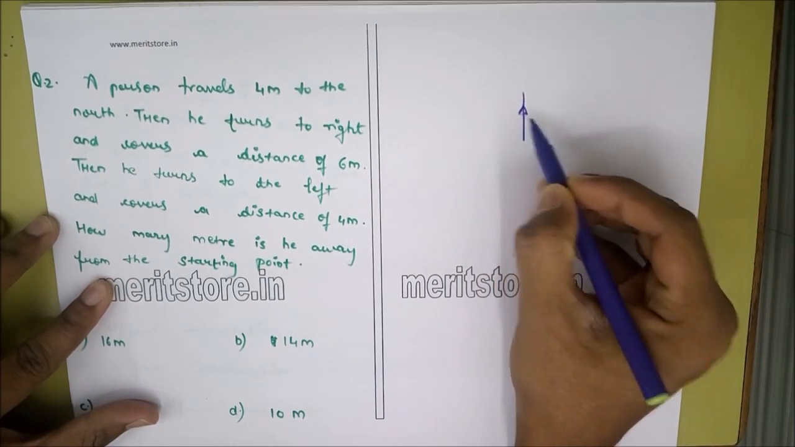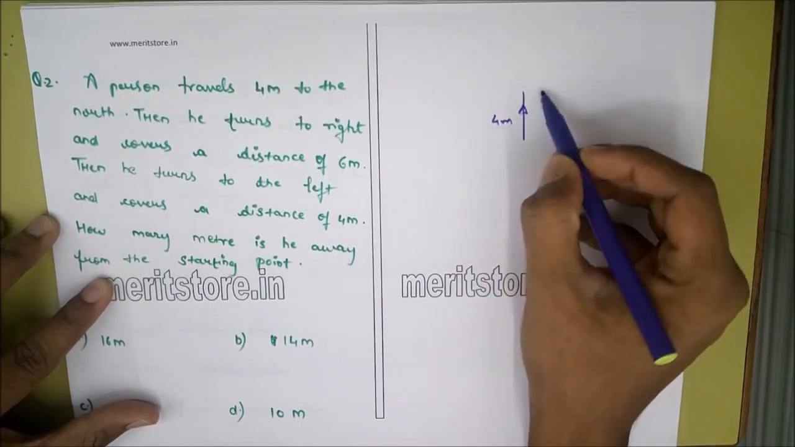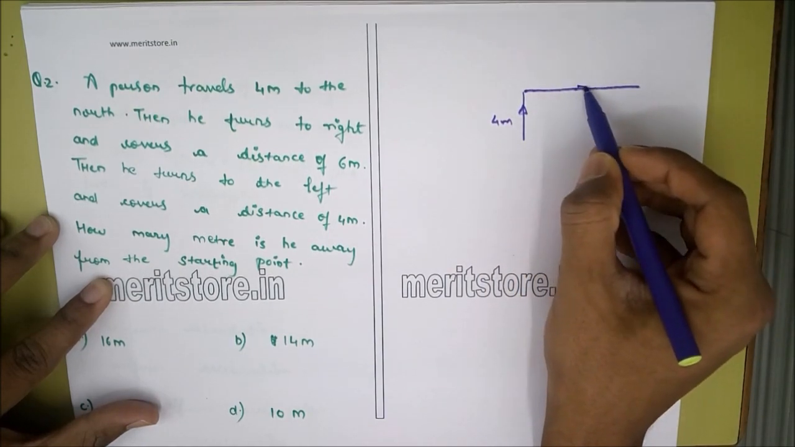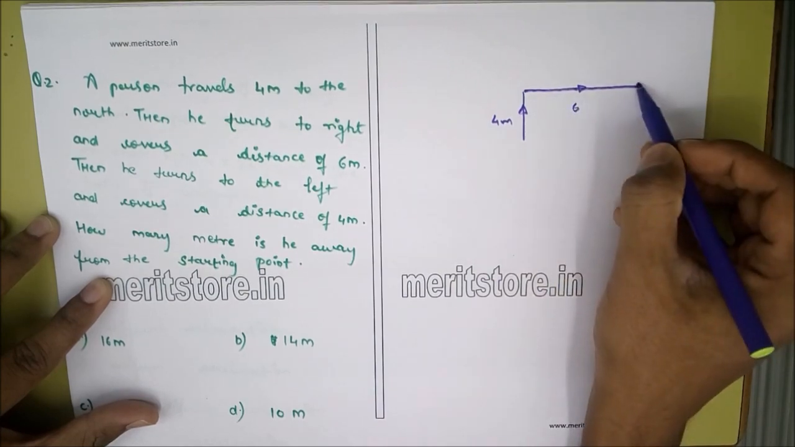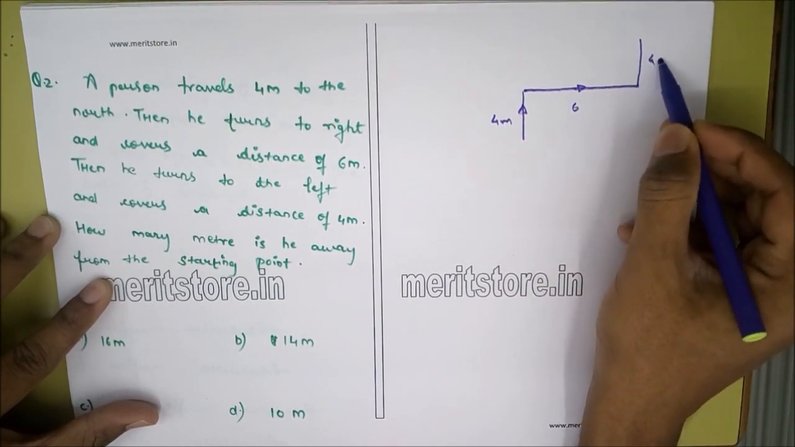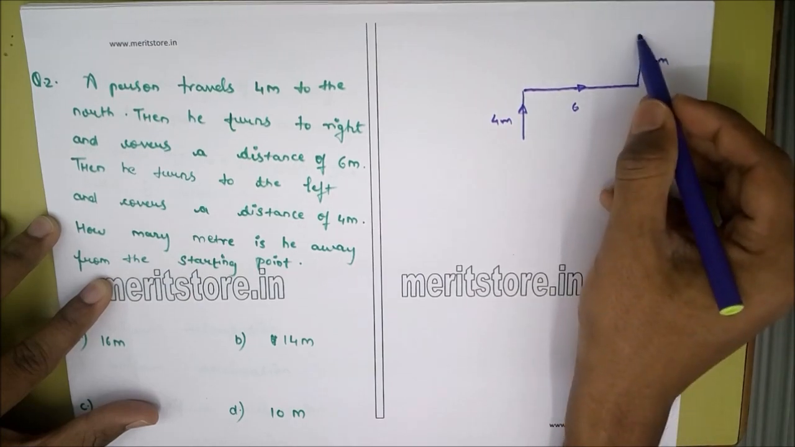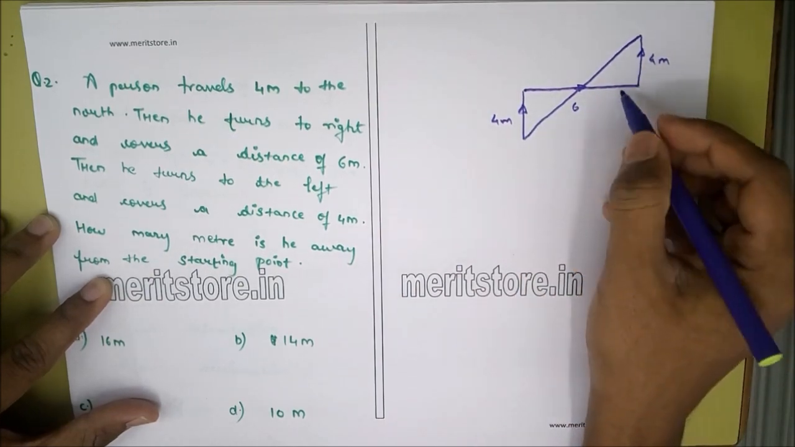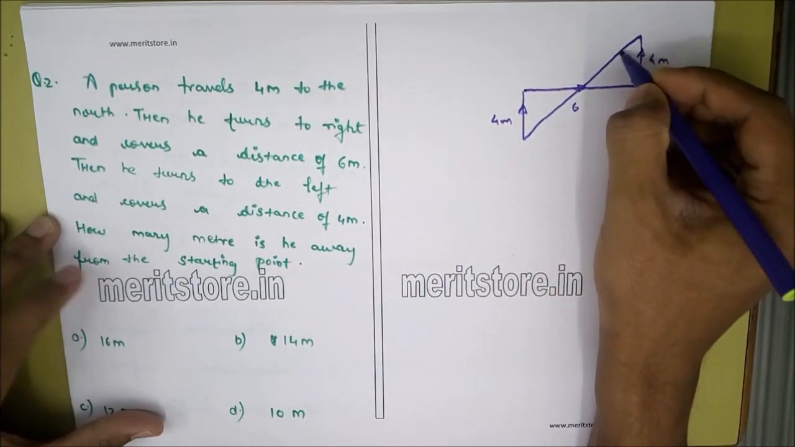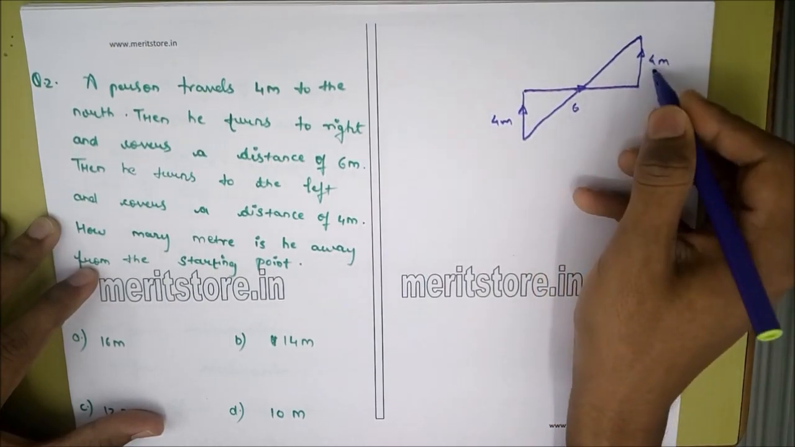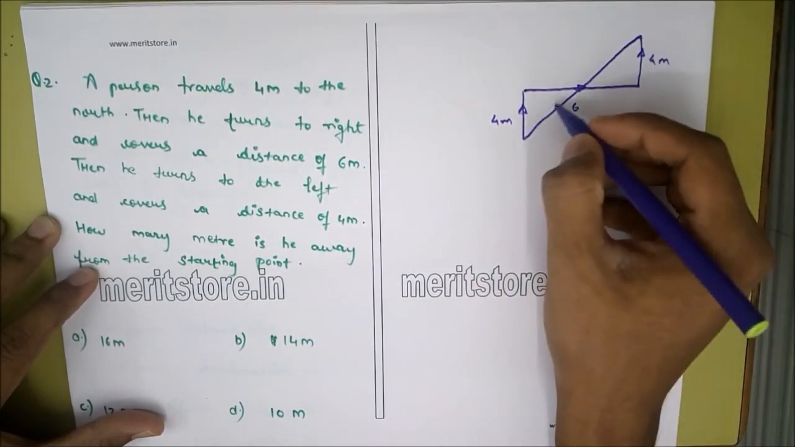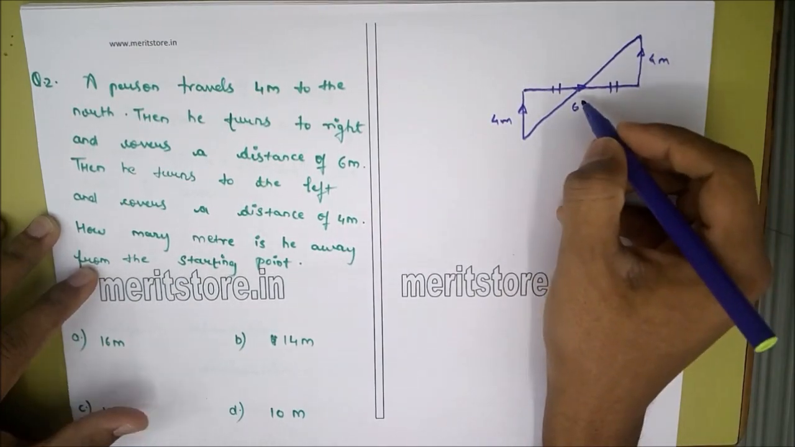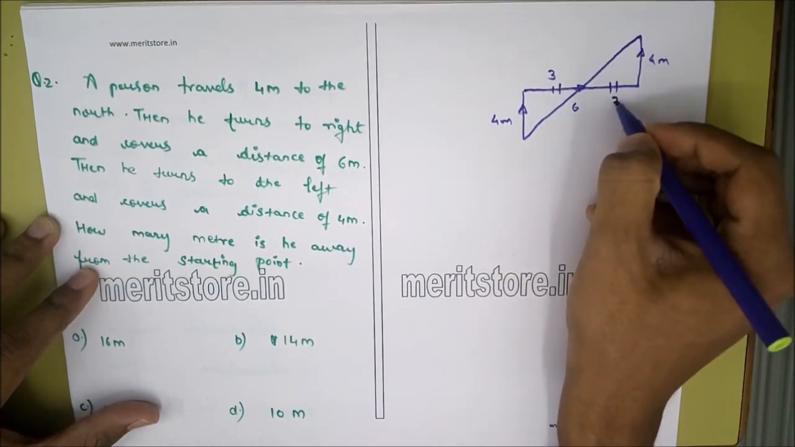Initially he moves towards the north for 4 meters. Later he turns right and moves a distance of 6 meters. Again he turns left and moves 4 meters. So at this position, this is the displacement of the body. And this, as you can see, since 4 meters and 4 meters, since the sides are equal, this segment bisects this segment. Hence, the 6 meters is divided as 3 meters and 3 meters.